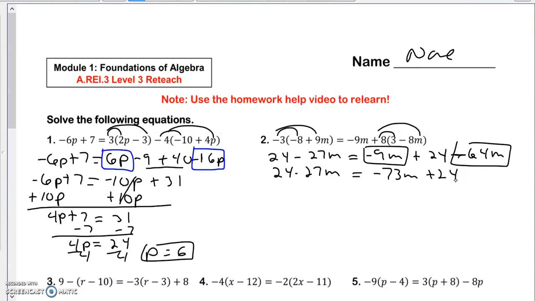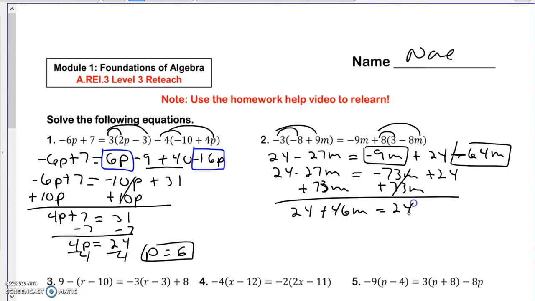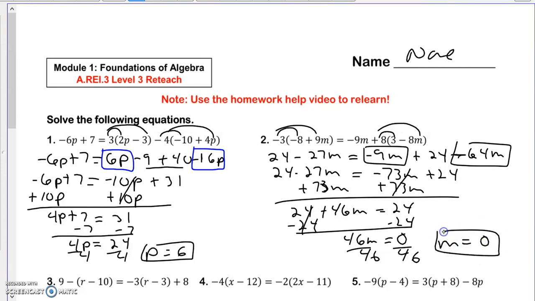Then I've got to look to see which one is smaller, and the negative 73 is the smaller one, so that's the one I would prefer to move. Now remember, there's always more than one way to solve these problems. This is a 3. So if I do negative 27 plus 73, I'm going to get a positive 46m equals 24. I'm going to subtract 24. These are going to cancel out, so I have 46m equals 0. I tell you, you guys don't like this answer, you know you're going to see it on your test, because I do it often. So any 0 divided by any number is 0, so m equals 0.